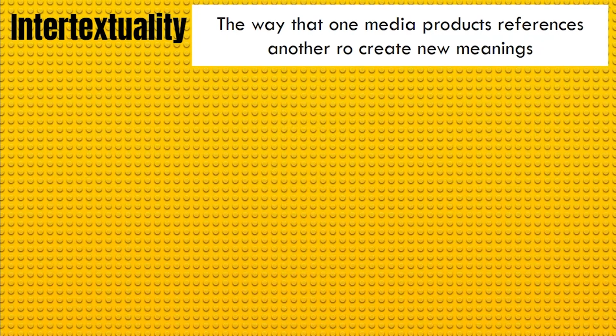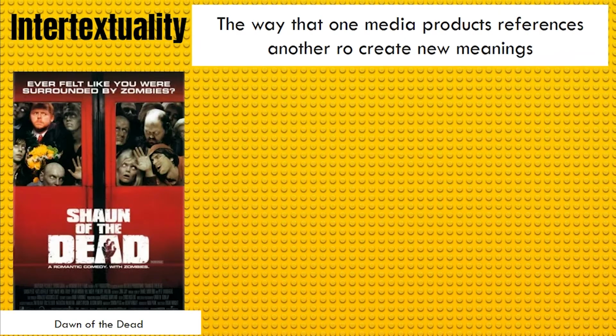The last area of media language that I would like us to discuss is the concept of intertextuality, which we looked at briefly in one of the previous videos. So we know that it is the way that one media product references another in order to create meaning. So let's look at some film poster examples.